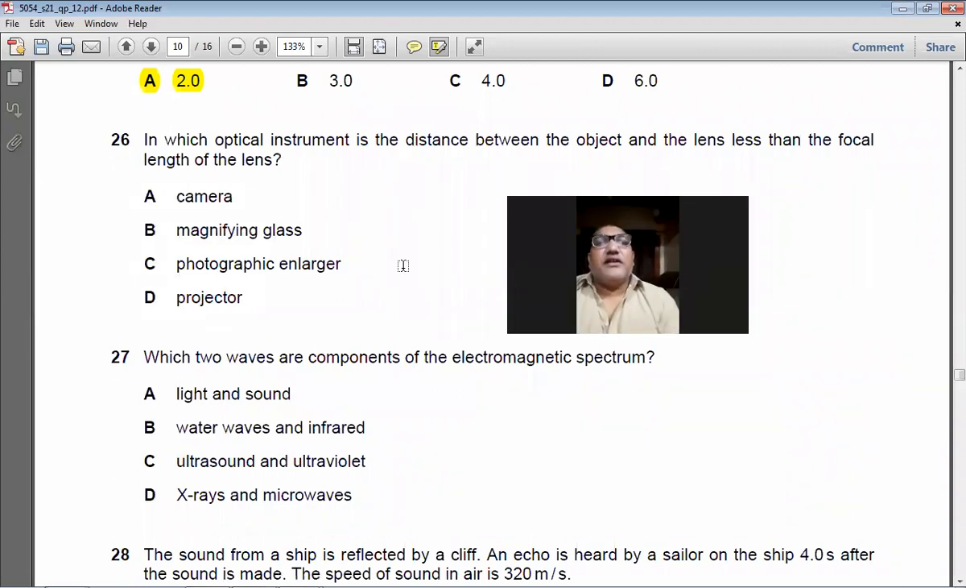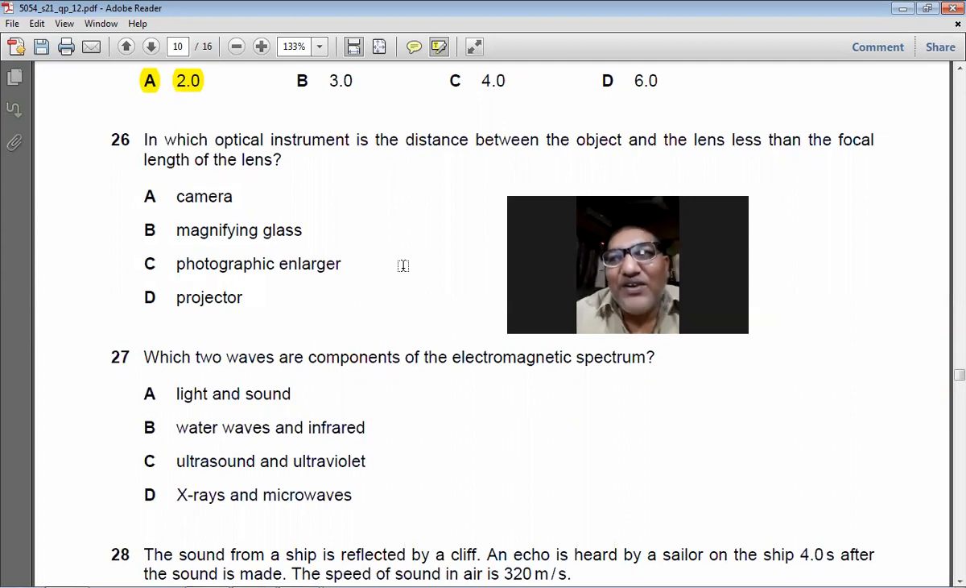In which optical instrument is the distance between the object and the lens less than the focal length of the lens? A very famous instrument. When you use the magnifying glass, it is actually a convex lens, and when you put the object, the distance of the object from the lens is less than the focal length. The convex lens makes a virtual image. The image is magnified, the image is erect, and we say this is a magnifying glass.